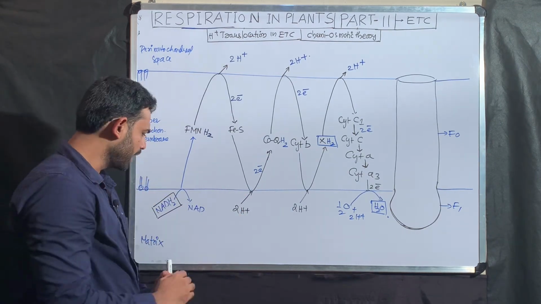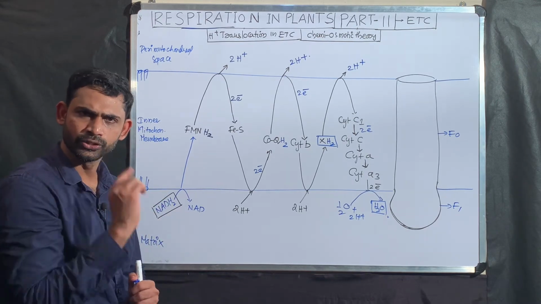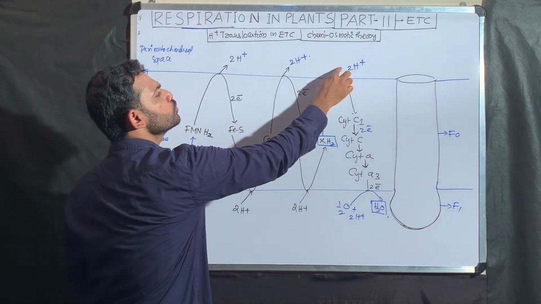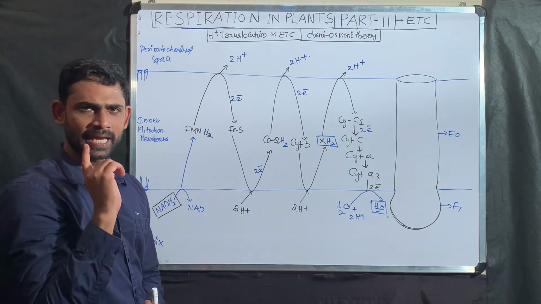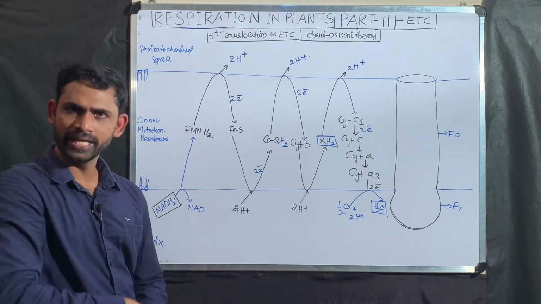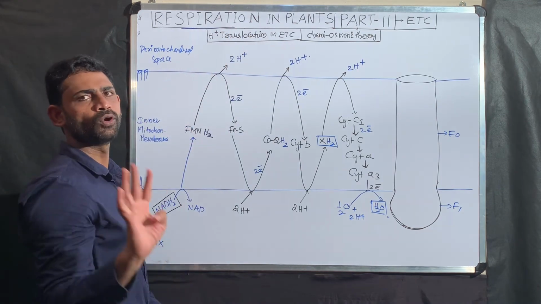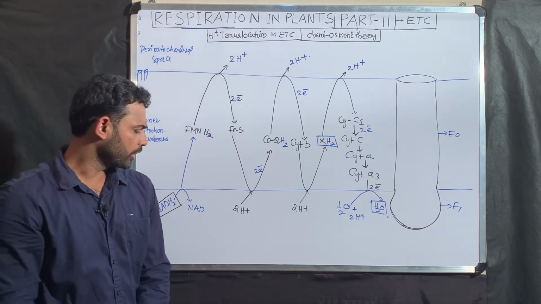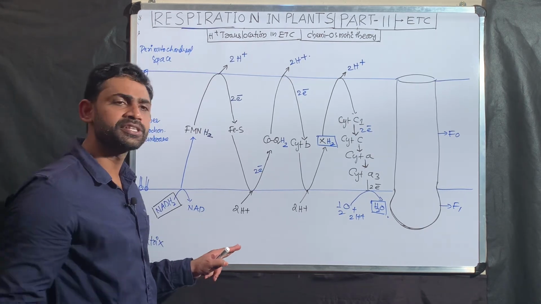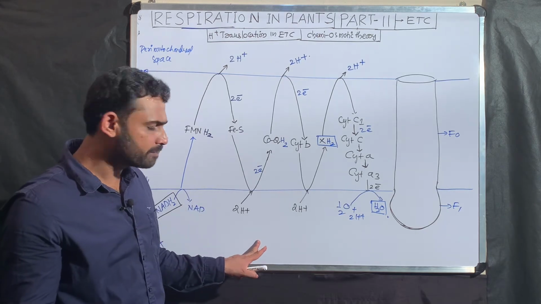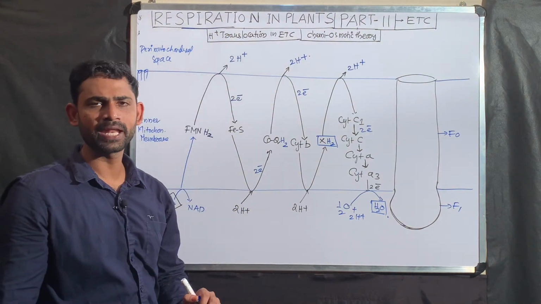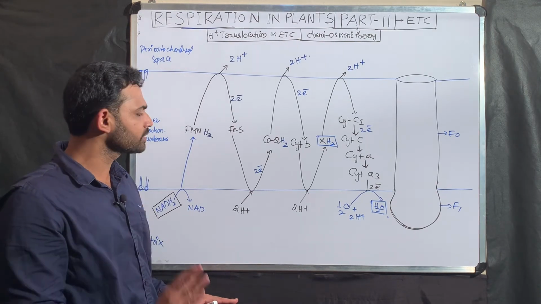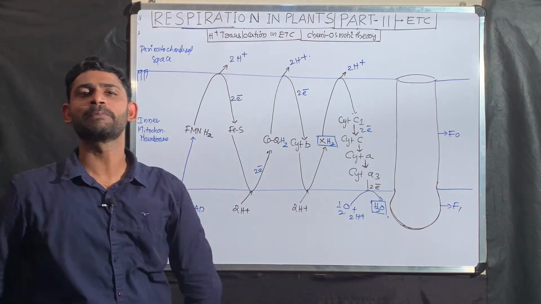For example, if the electron donor is NADH2, how many protons are translocated from the matrix to the space? 2, 2, 2. Total 6 protons. Same thing if the electron donor is FADH2, only there is a translocation of only 4 protons. This makes the difference between NADH2 and FADH2. If the electron donor is NADH2, 6 protons translocate from the matrix to the perimitochondrial space. If FADH2 is the electron donor, 4 protons move from the matrix to the perimitochondrial space.